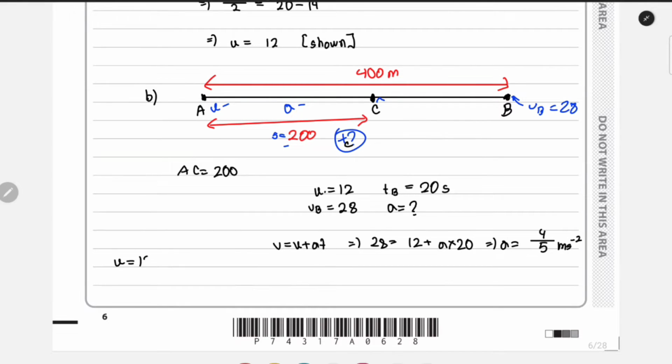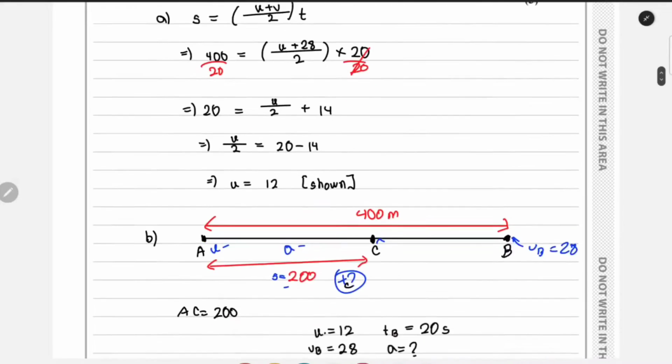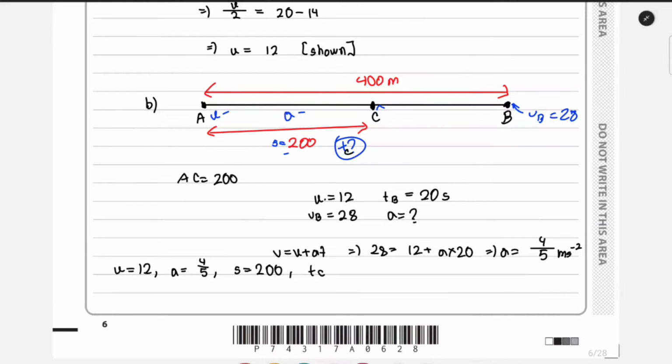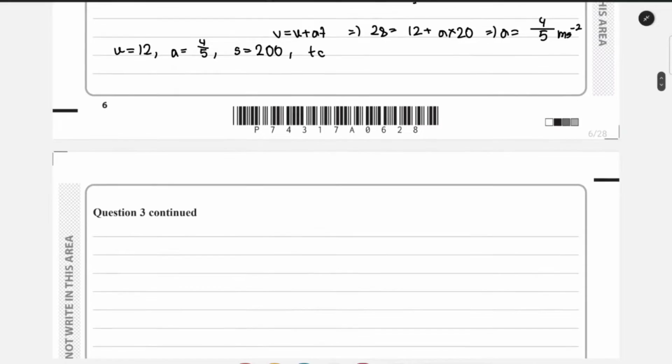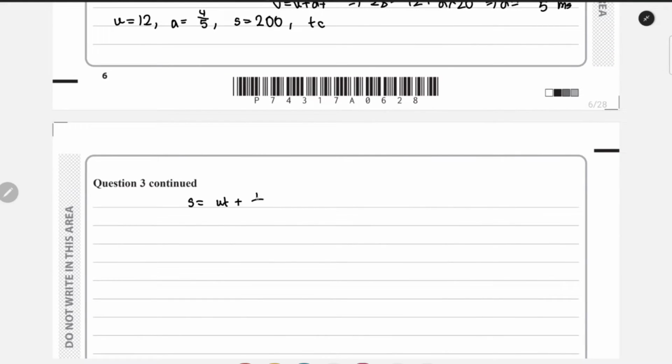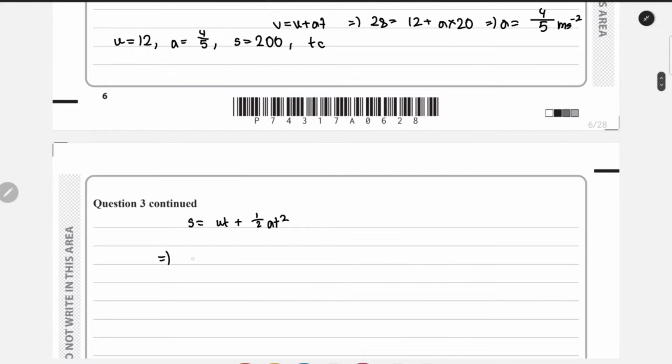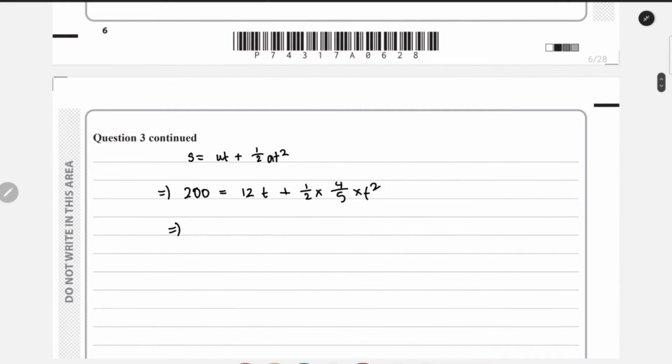The initial velocity is 12 again. We don't know the velocity at C. We know the acceleration to be 4 by 5. The displacement is 200. And we have to find the time taken to reach C. So we can use s equals ut plus half at square again, because we don't have v. You'll get 200 equals 12t plus half into 4 by 5 t square. So this is 200 equals 12t plus 2 by 5 t square.